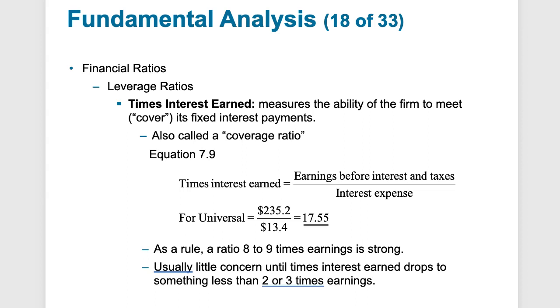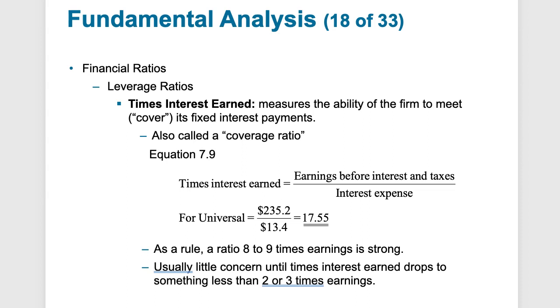Now, times interest earned is looking at the ability of the firm to meet its fixed interest payments. So think of it like if you had a credit card and you want to look at your earnings per month versus your interest expense per month. So if you earn $500 a month and your interest expense on your credit cards is $100, your times interest earned is 5. But it would be better if you made $1,000 a month and your interest was $100 a month. Now your times interest earned would be 10.